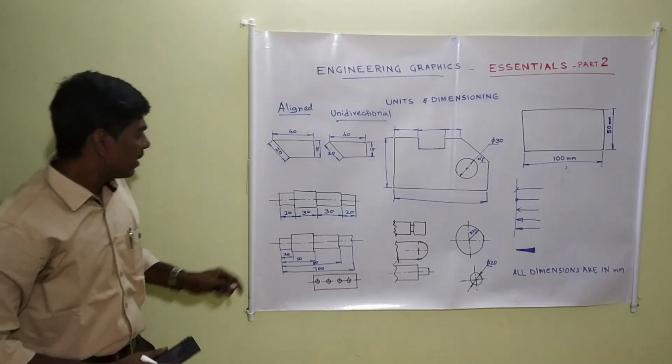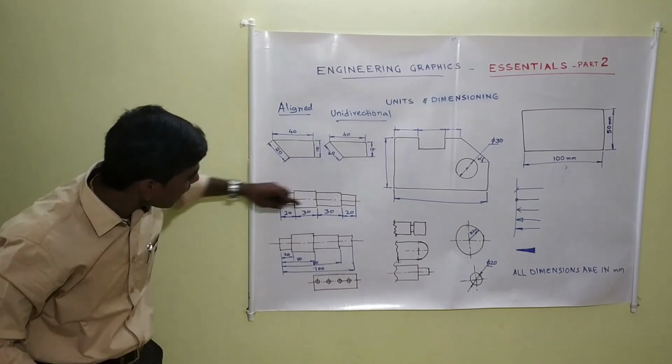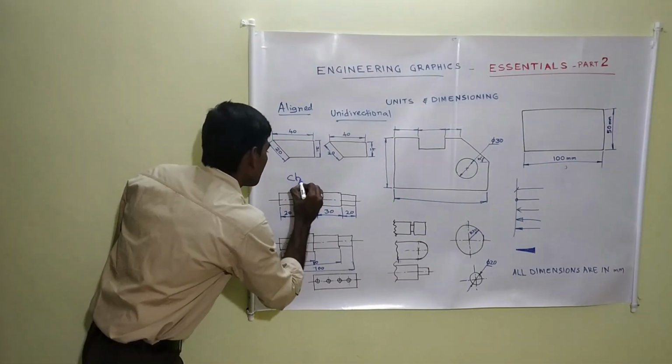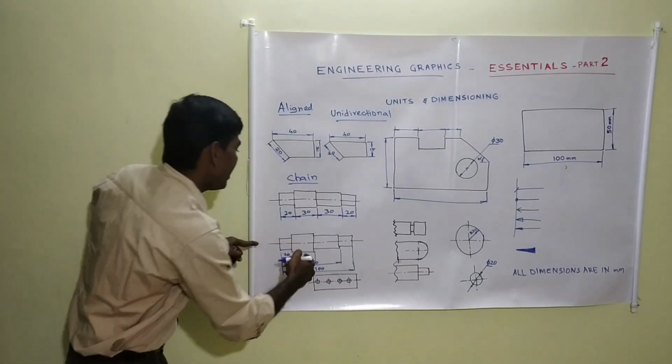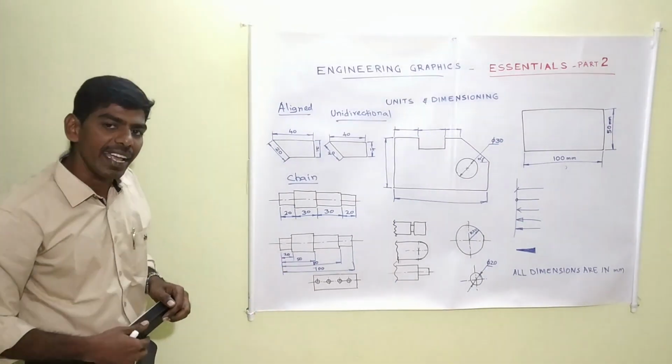Look at this. Here I made dimension for each and everything in the same line. It is called chain dimensioning. Chain. And here I made dimensioning with parallel lines, parallel dimension lines.